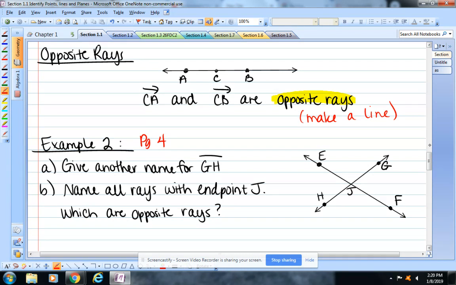It says, give another name for segment GH. Now, I know that GH looks like a line, and it is. It can be a line, but if it's talking about the segment GH, it's just talking about from here to here. Okay? Even though the picture has it drawn as a line, it's just talking about the segment from here to here and it stops.